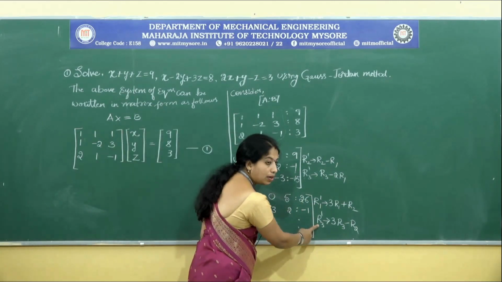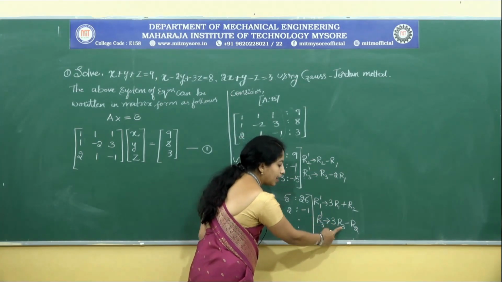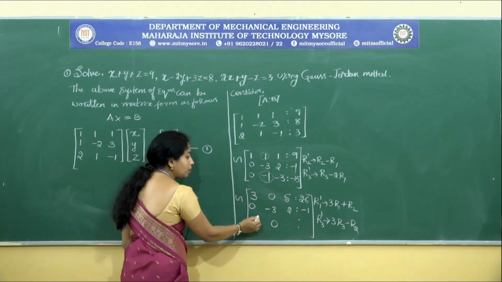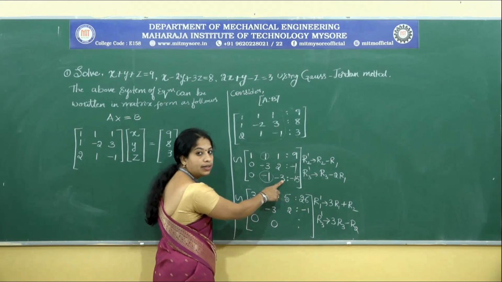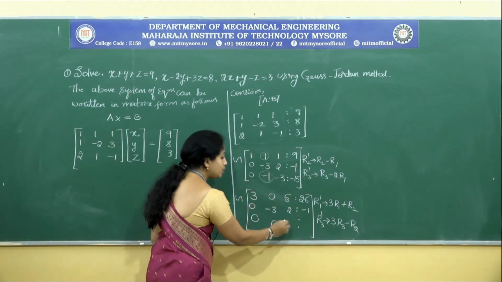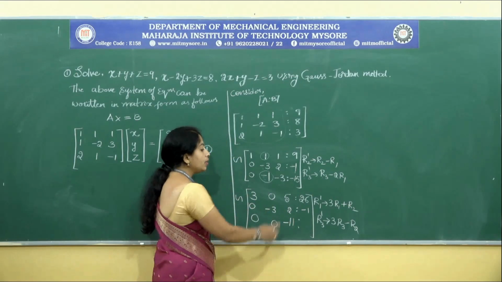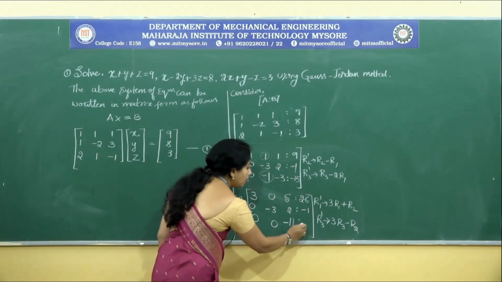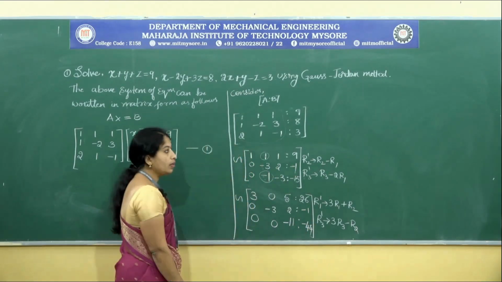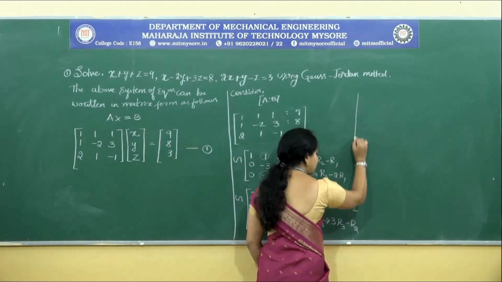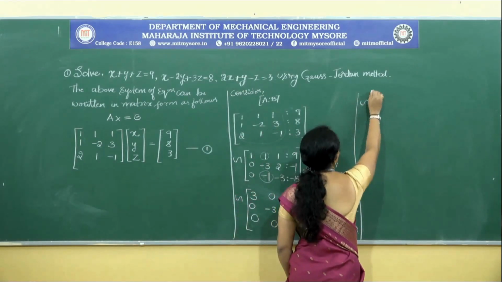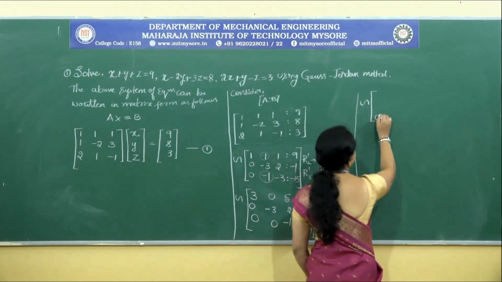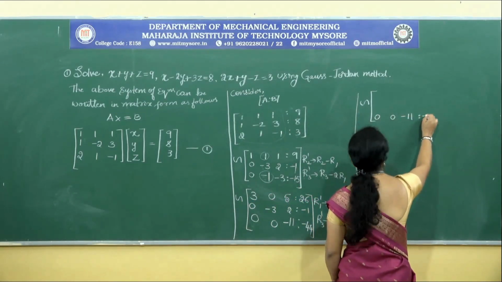See the third row operation, R3 dash will be 3 times R3 minus R2. 3 into 0 minus 0 will be 0. 3 into minus 3 is minus 9. Minus 9 minus 2 is minus 11. 3 into minus 15 plus 1, you will get minus 44. Again this matrix is equivalent to, write the last row as it is. What is the last row? 0, 0, minus 11, minus 44.